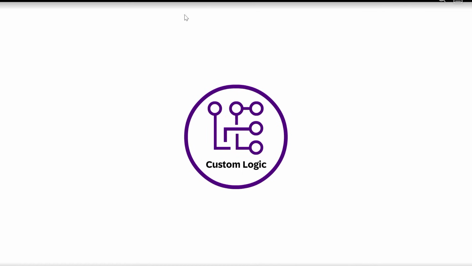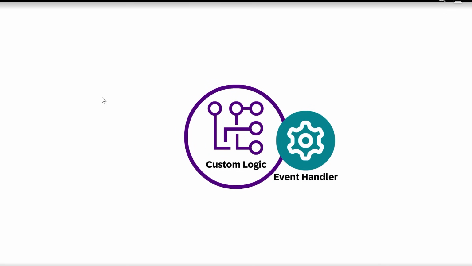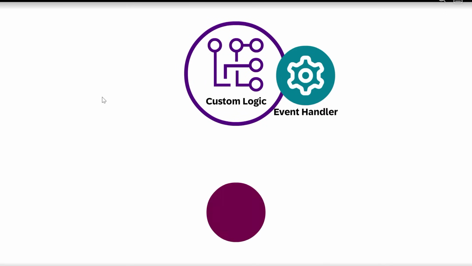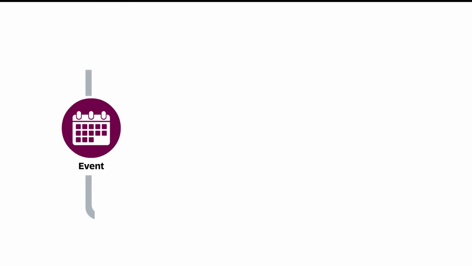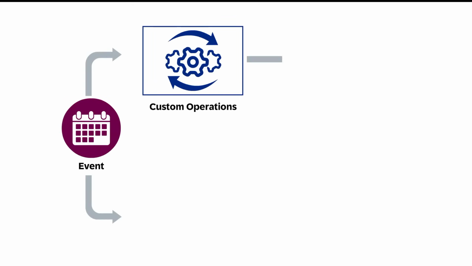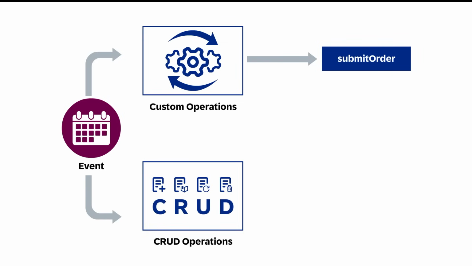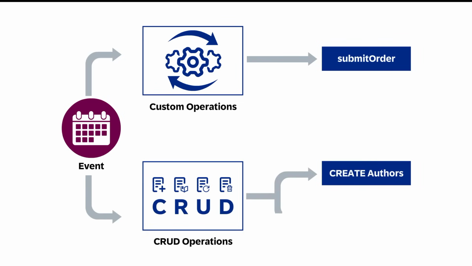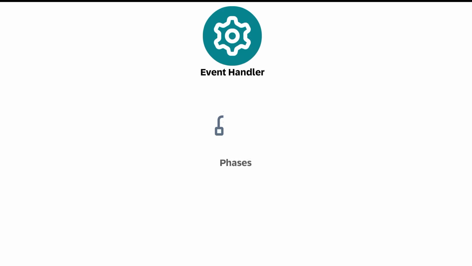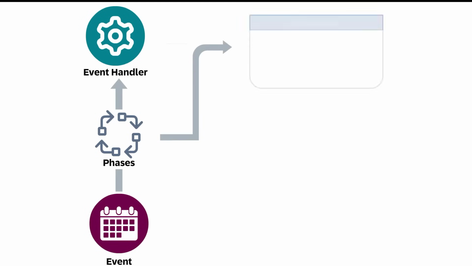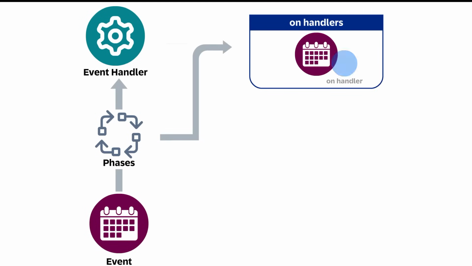So logic is custom implemented logic, implemented via event handler methods that are registered for certain events. Such events can be custom operations such as submit orders, or CRUD operations on certain entities like create authors or update authors. These event handlers can be registered for different phases during the processing of an event, that is, on handler. So it runs instead of the generic default handlers.